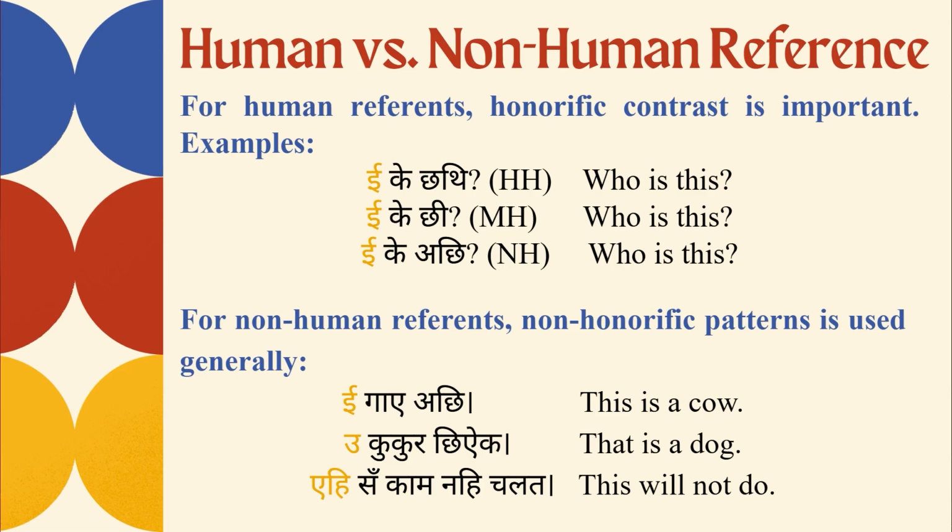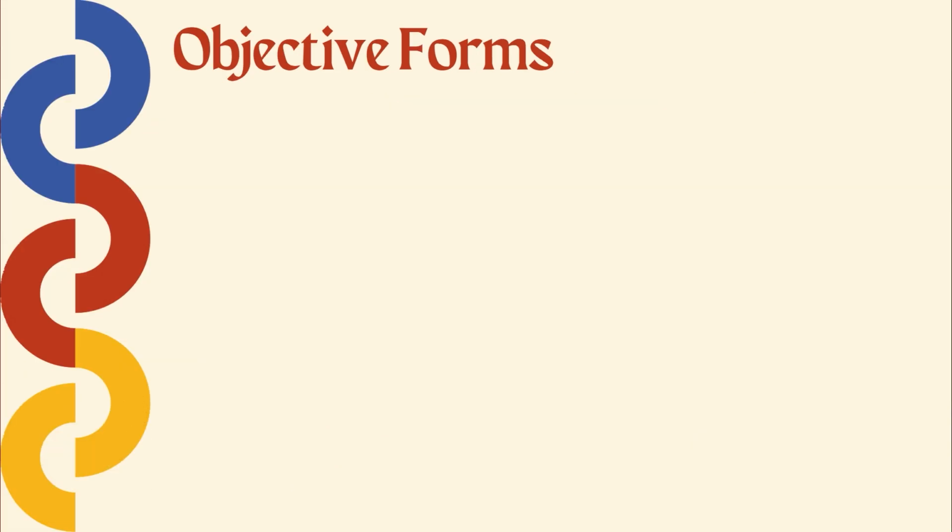Then we can also say ehi se kam. So e has a kind of non-honorific referent in which is not very prevalently used, but it's very common. So it's like ehi se kam nahi chalat, this will not do. Okay, so let's move on and look at the objective forms.